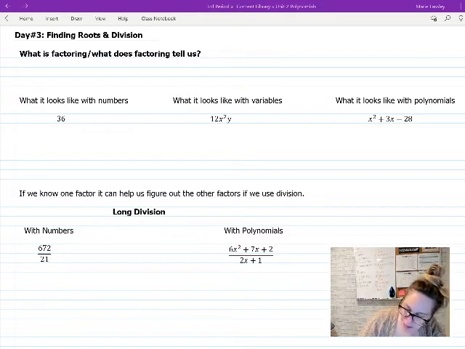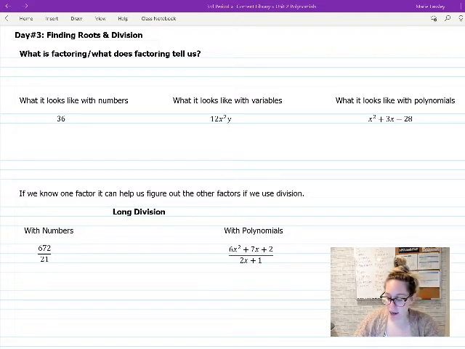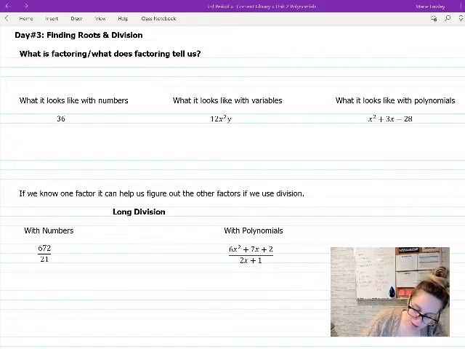So factoring is basically taking a number, a term, or even an expression, and taking it down to its smallest multiples.